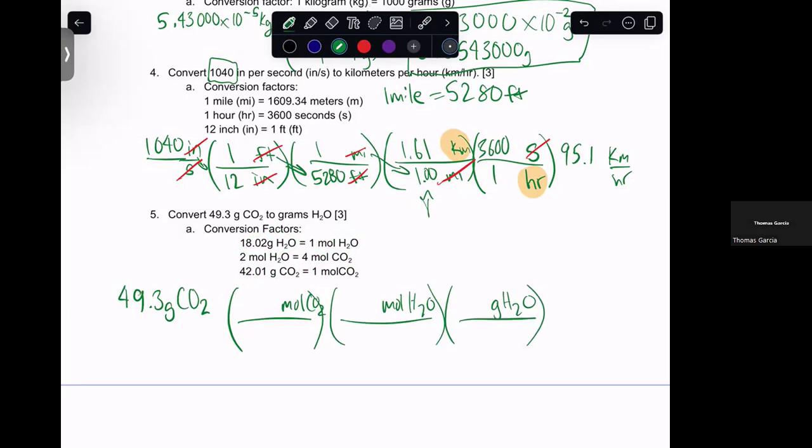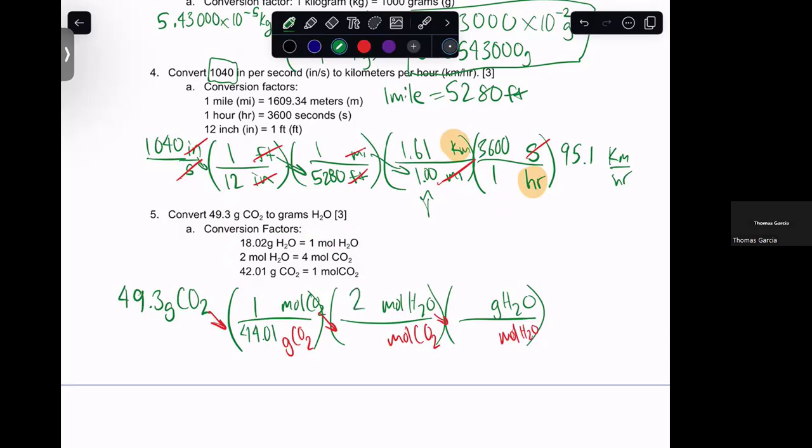This is true dimensional analysis. You may not know the conversions, but understanding the way that the conversion factors interact with each other in this area to get what you want, that's the key. I will drop my units, gram CO2 on the bottom, mole CO2 on the bottom, mole H2O, and I will fill in the values that we need. 1 mole is 44.01.